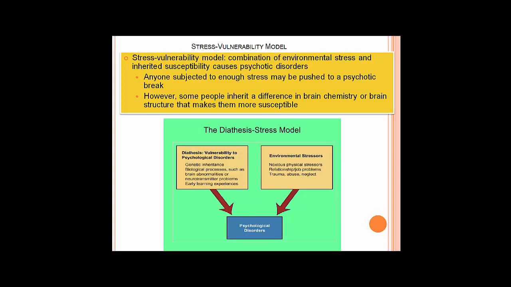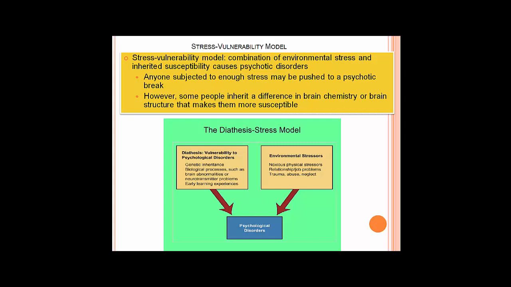I like this model quite a bit. It is called the stress vulnerability model, and it is a combination of environmental stress and inherited susceptibility, which causes psychotic disorders. Look, we are the universe and we are very complex, and it's very seldom there's just one singular cause for anything. And the diathesis stress model just works.